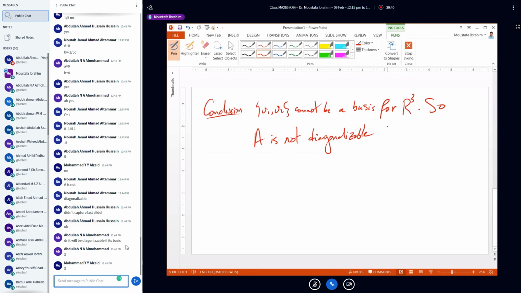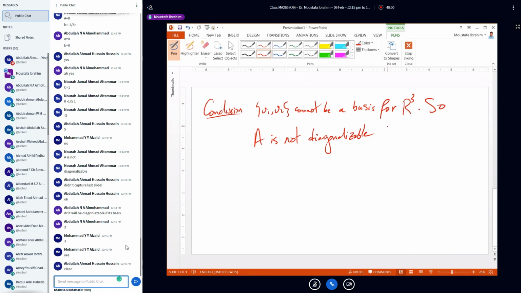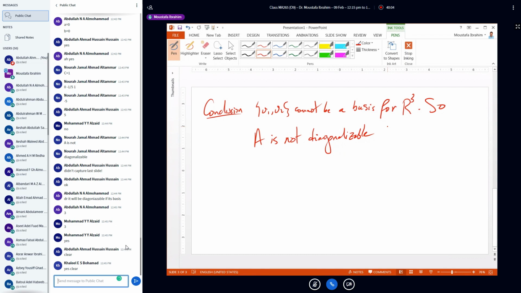Very good, guys. Any questions? Do you understand? So you see here, since the number of eigenvectors is less than the multiplicity, for sure it's not diagonalizable. If it's equal, maybe yes, maybe no.